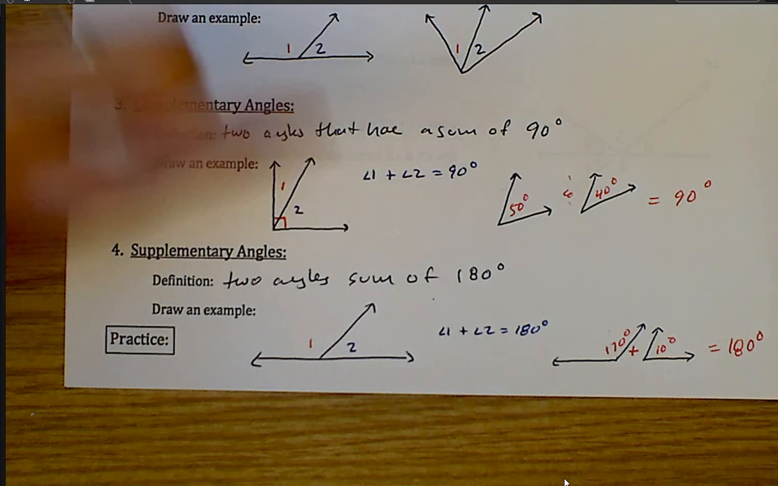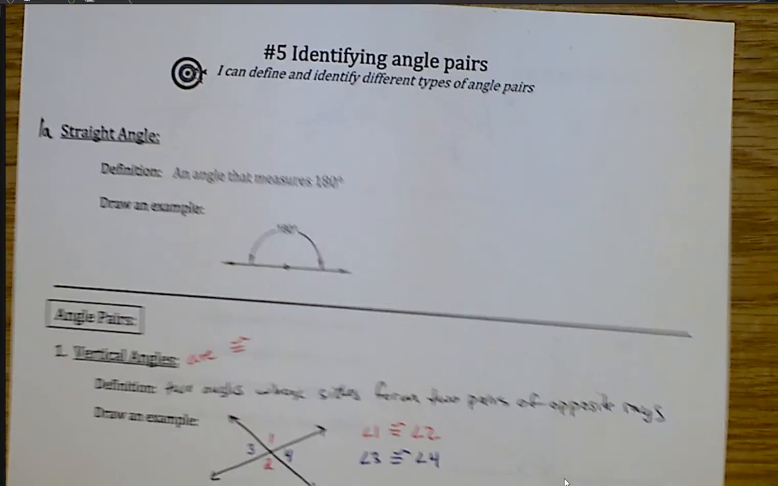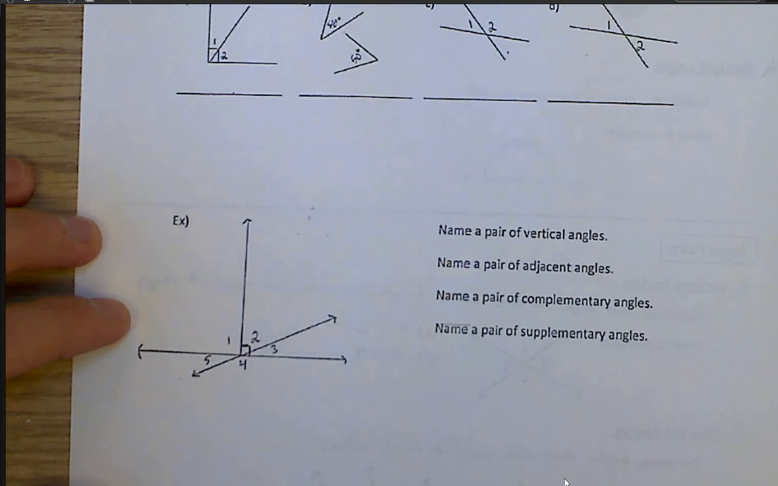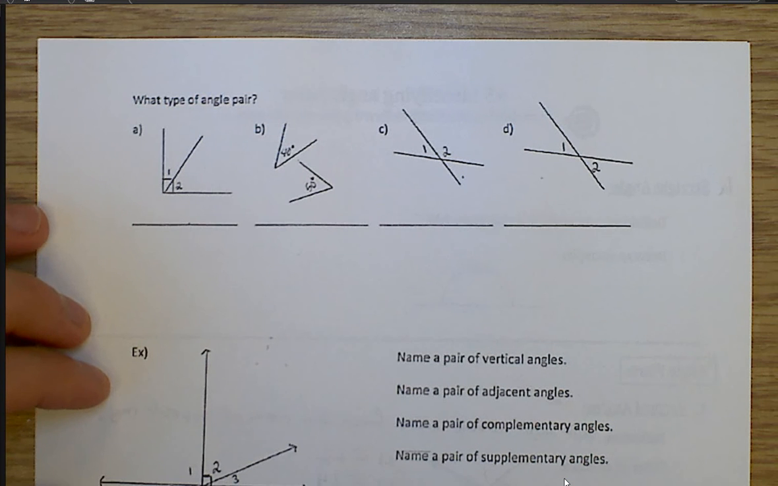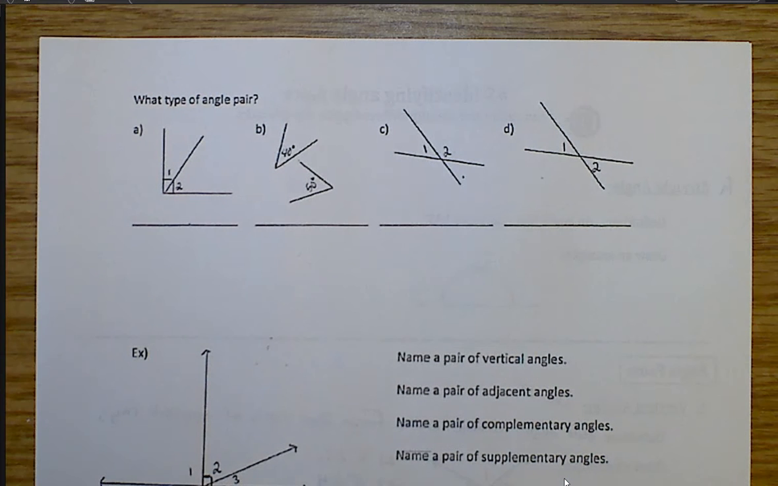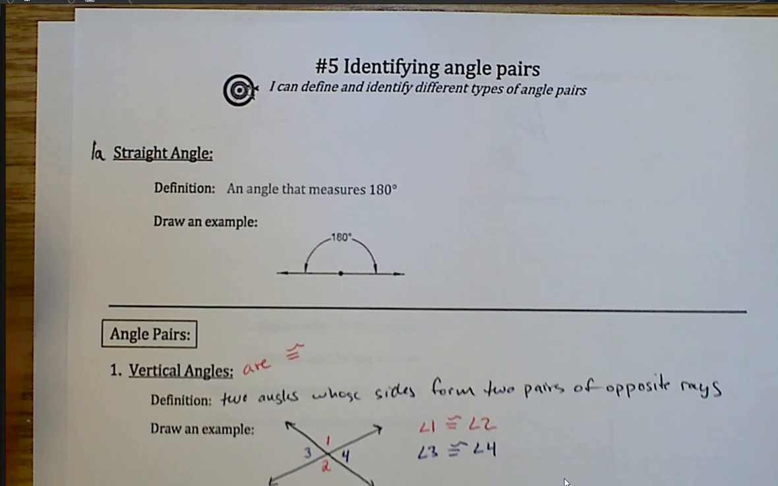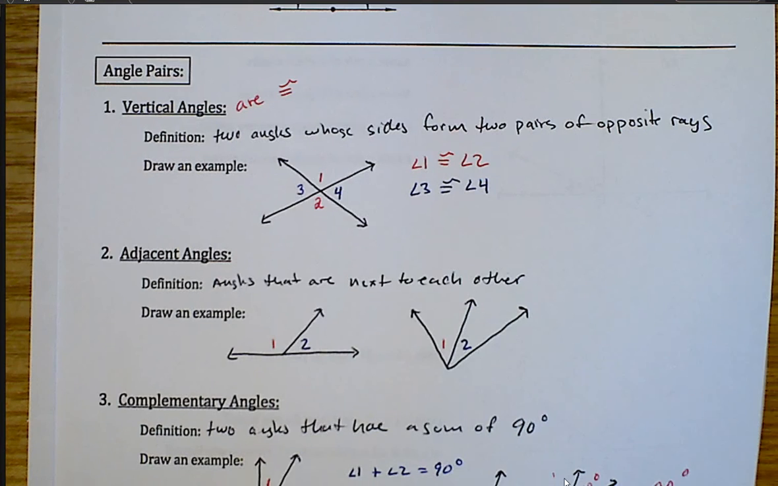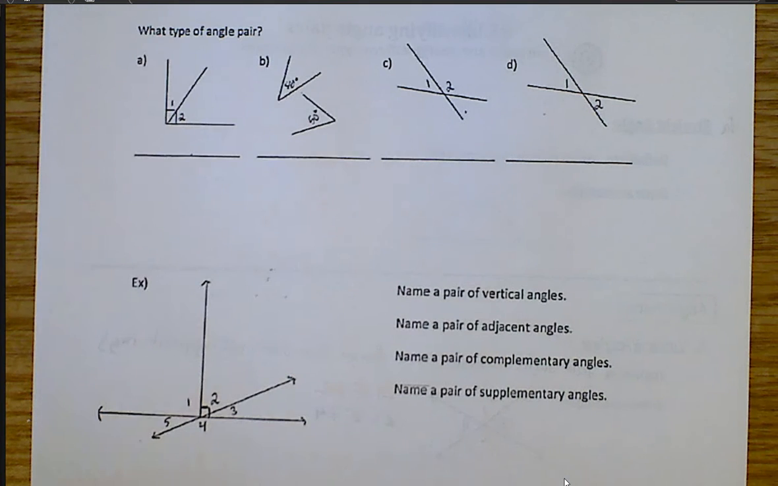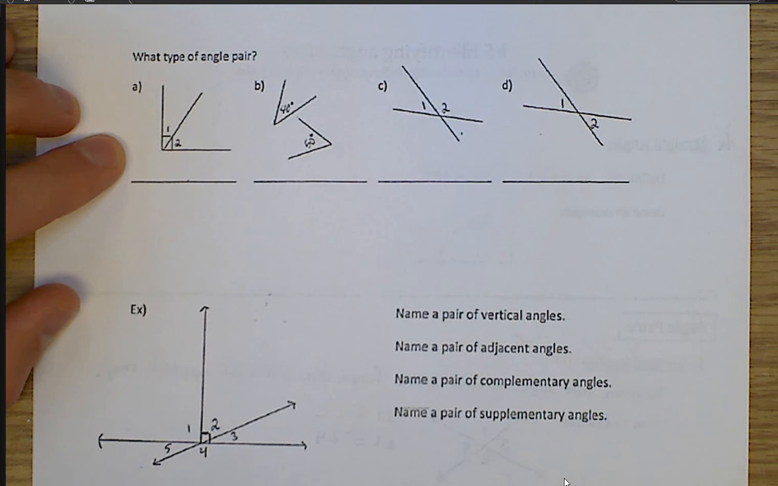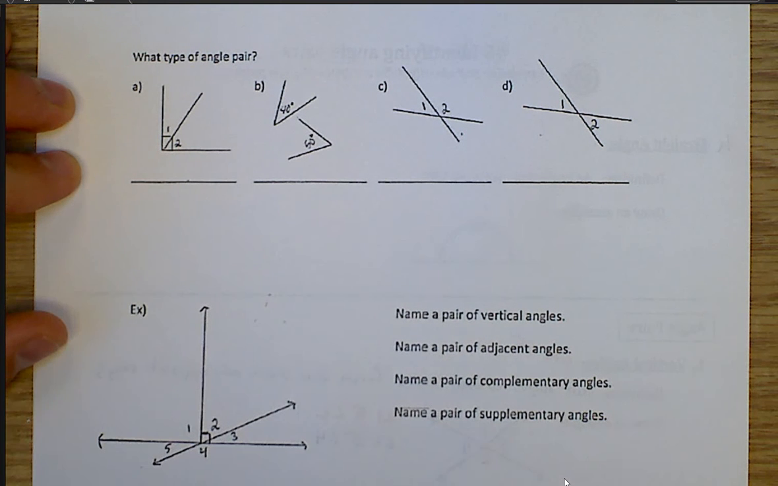All right, let's turn it over to the back. And we're just going to practice a couple problems here. So we're basically just identifying, and on some of these you could maybe have more than one answer, which is fine with me. So I want you to go ahead and hit pause, and use the definitions and the names of the angles that we went through on the first page, and see if you can identify the type of angle pair you have here at the top, okay? Just do A, B, C, and D, and then I'll come back and check on you.